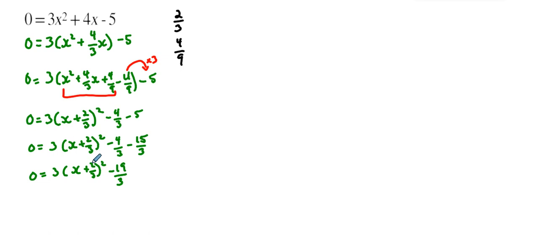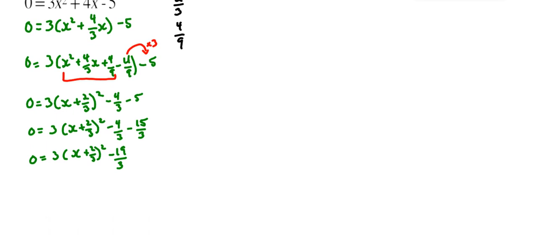You can see the vertex here. The vertex will be at negative 2/3, and the y value of that will be negative 19/3, but we're not interested in the vertex here. Likely we're asked to solve this quadratic equation. This isn't a function right now. We're looking to find when this is true. We're looking for the zeros.